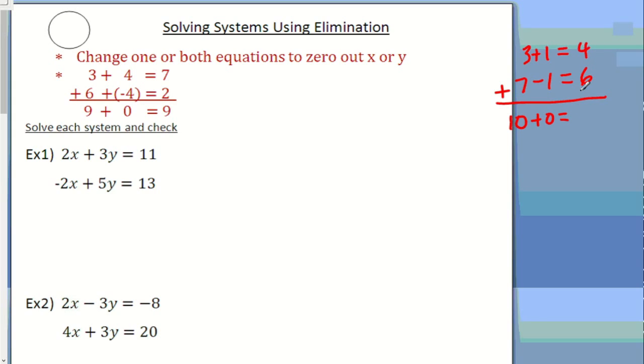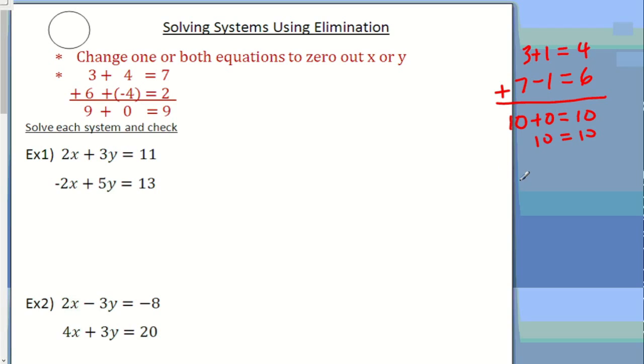But here's the cool part. 4 plus 6 is 10. When I add the columns, I still get an answer that's true. I get 10 does equal 10. And that's true in mathematics for a lot of reasons, but we're going to use that to our advantage right now. Because when I add columns up, I still get answers that are true, I'm going to do that with variables.